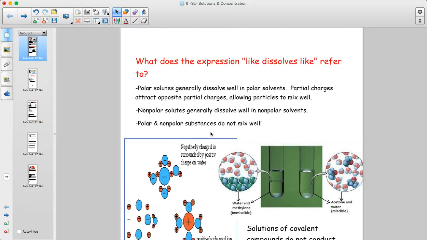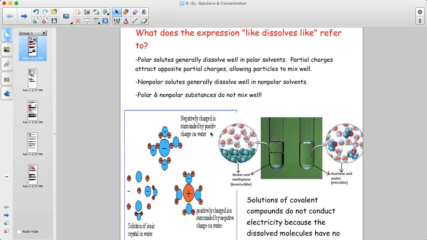There's a very important expression, which is "like dissolves like." It's a bit of an oversimplification, but it is helpful. The idea is that things that are polar tend to mix well with other things that are polar because their partial charges attract each other. Things that are nonpolar tend to mix well with other things that are nonpolar because of their lack of those partial charges. But things that are polar and nonpolar really don't normally mix.